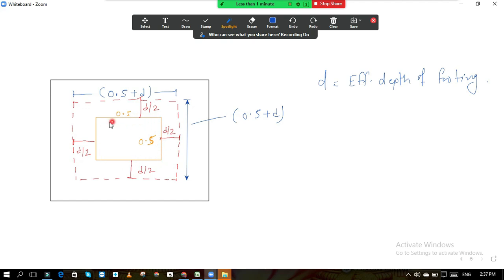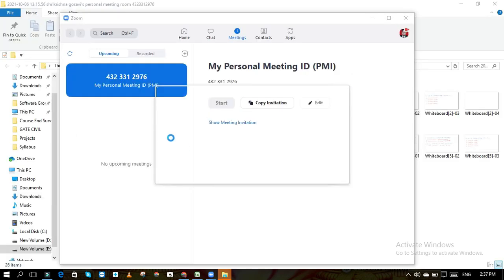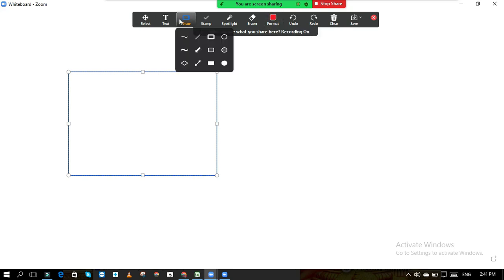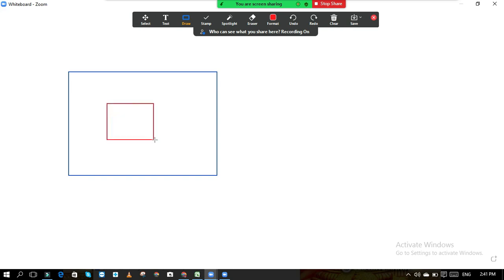Okay, and the punching that happens inside the footing is not only over the column's area of 0.5 by 0.5. What you need to do is take a distance of d by 2 on either side. This is your footing. Okay. Now this is the column. This is the column. Okay.